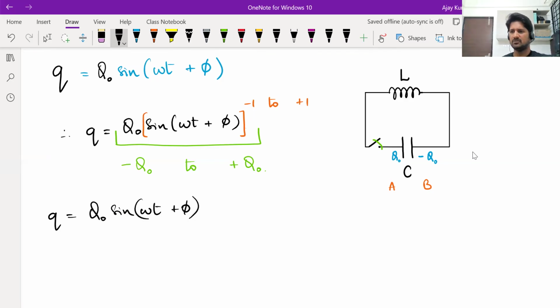If there is a resistance, gradually heat will get dissipated, energy will get dissipated, the charges will slow down, and finally the current will become 0. Charge movement will stop. LC oscillation will stop, but there's no resistance here.